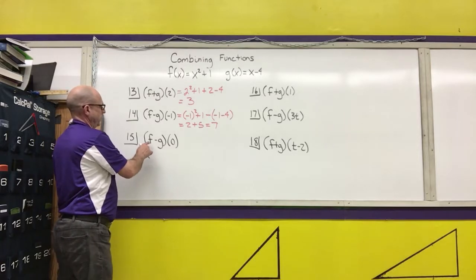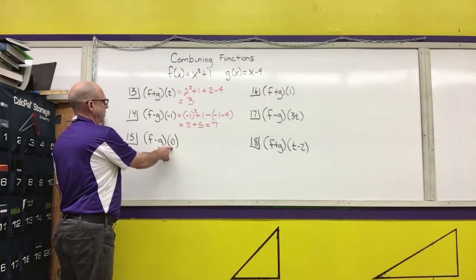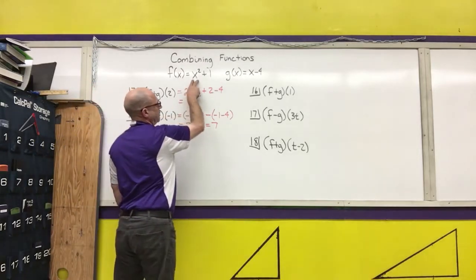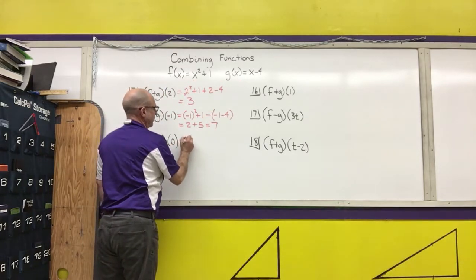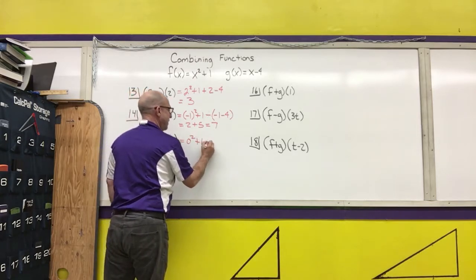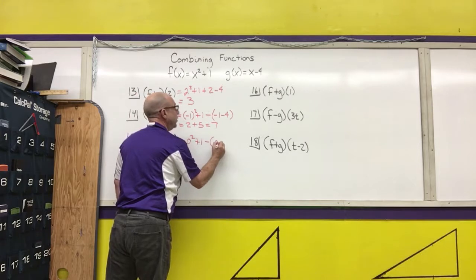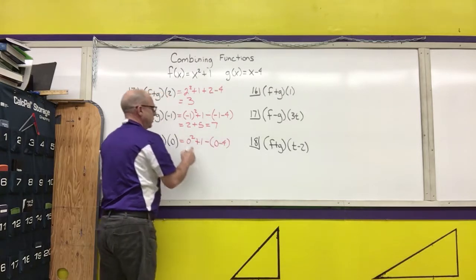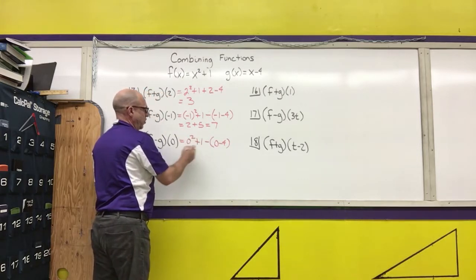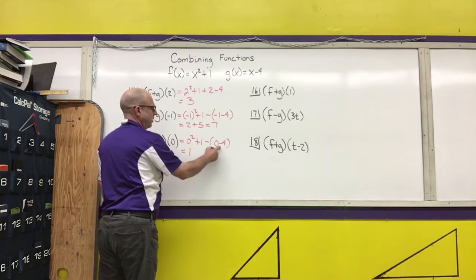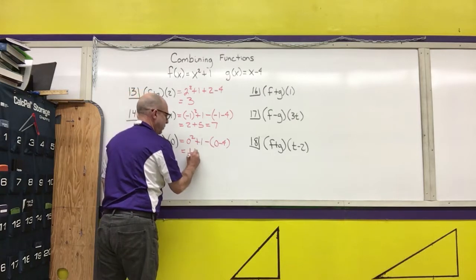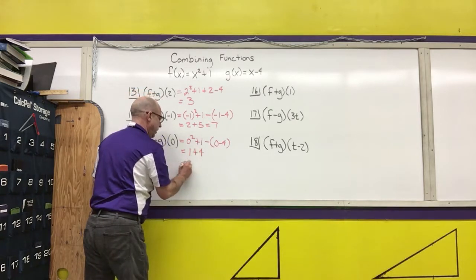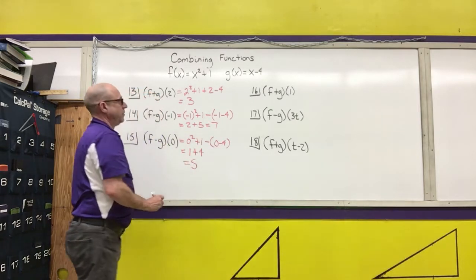Next, I want to do f minus g evaluated at 0. So that means put a 0 in for x here and a 0 in for x here, and then take their difference. So that gives me 0 squared plus 1 minus the quantity of 0 minus 4. 0 squared is 0, plus 1 is 1. 0 minus 4 is negative 4. Times a negative is a positive 4, and we get 5.